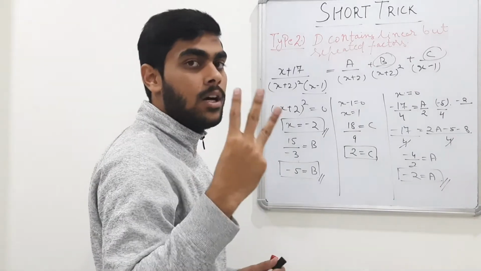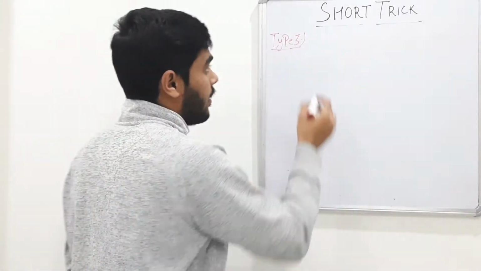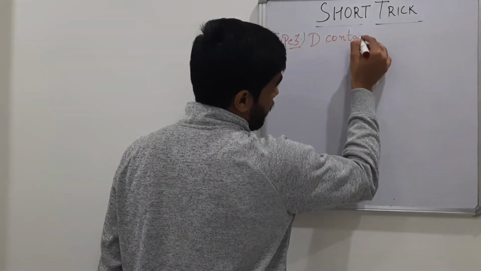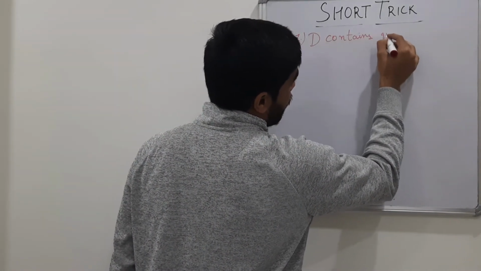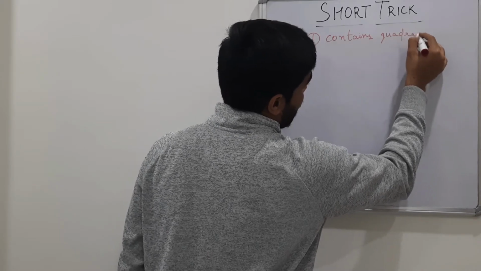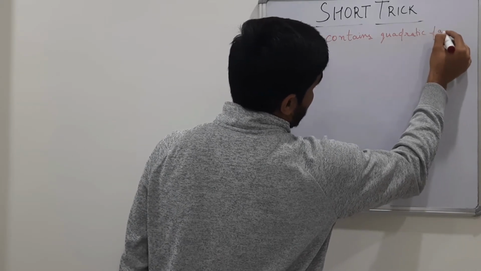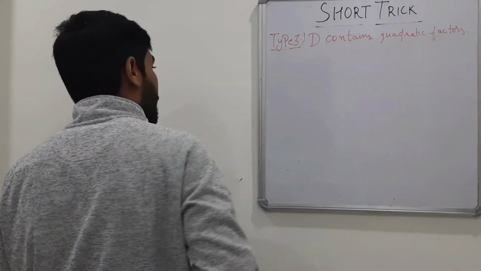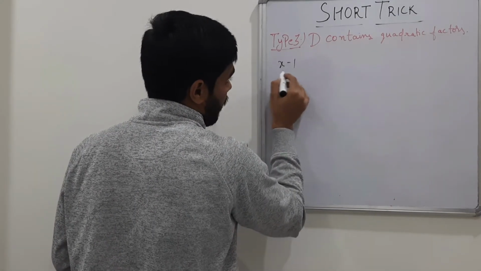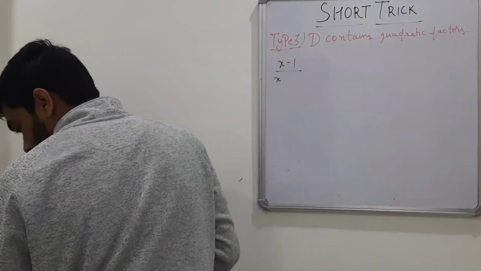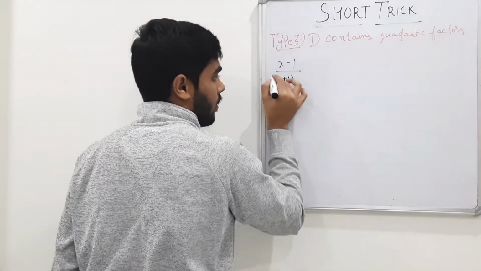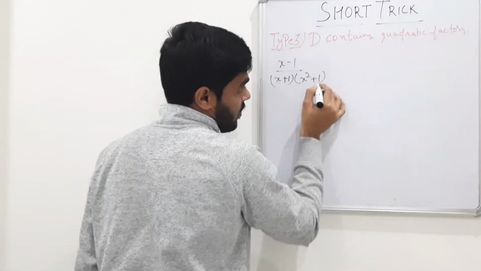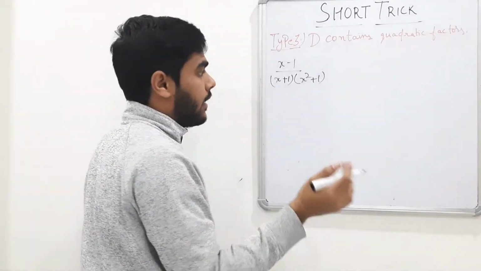Now moving to the third part. The third type is when the denominator of the rational fraction contains quadratic factors. So the question for this is x minus 1, x plus 1, and this is x square plus 1. So this is a quadratic factor. This is a what? Quadratic factor.